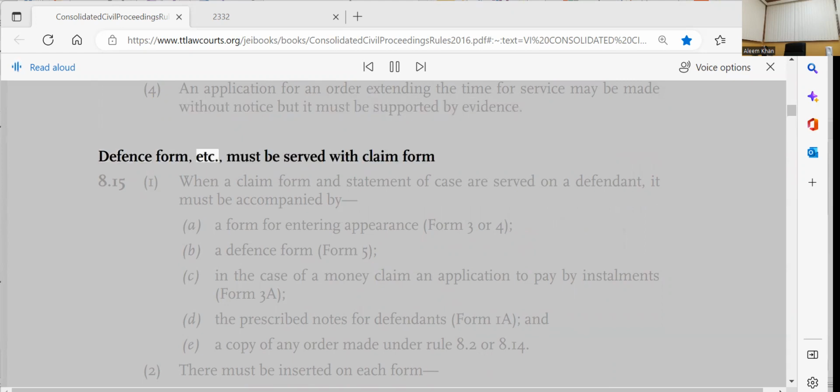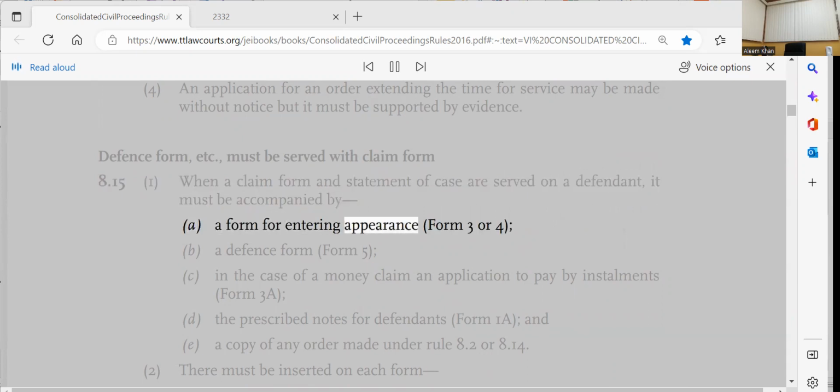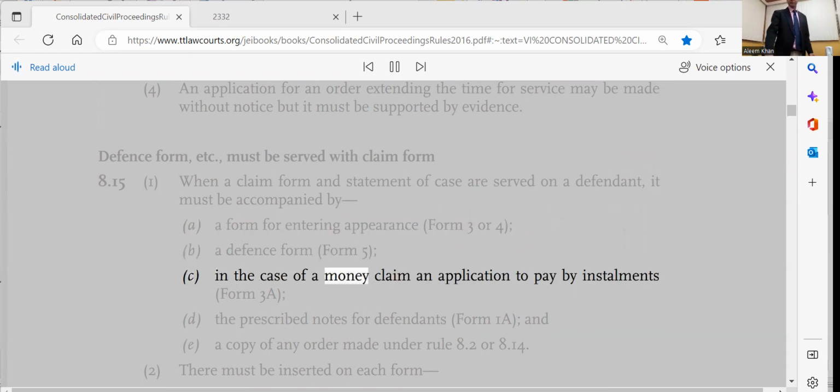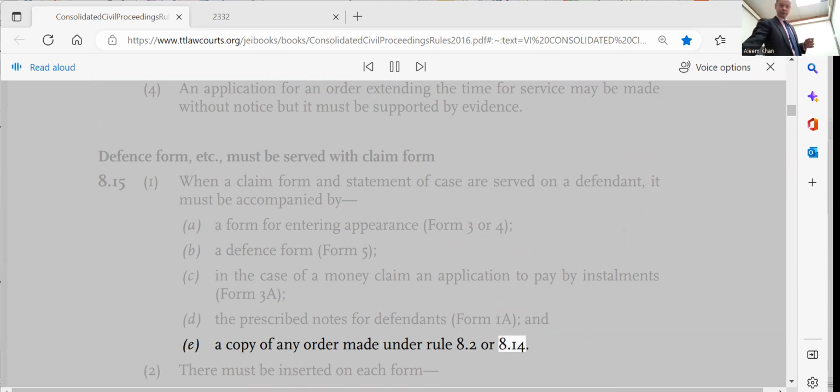Defense form, etc., must be served with claim form 8.15. 1. When a claim form and statement of case are served on a defendant, it must be accompanied by a, a form for entering appearance, Form 3 or 4, b, a defense form, Form 5, c, in the case of a money claim, an application to pay by installments, Form 3A, d, the prescribed notes for defendants, Form 1A, and e, a copy of any order made under Rule 8.2 or 8.14.